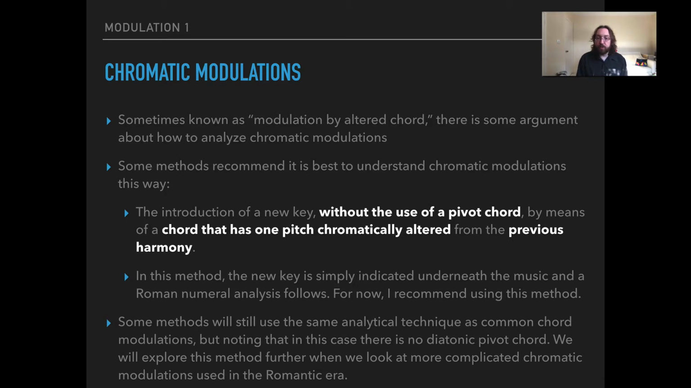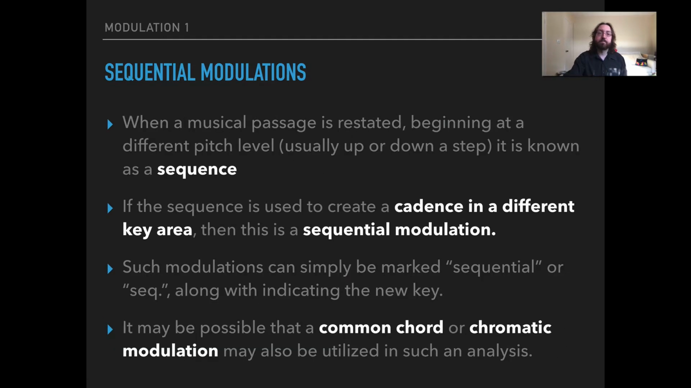Some methods will still use the same analytical technique as common chord modulations, but noting that in this case there is no diatonic pivot chord. We'll focus on exploring this method further when we get to more complicated chromatic modulations used in the Romantic era, but for now I recommend if you encounter a modulation where there's no pivot chord, just simply write the new key that you're in and indicate that it is a chromatic modulation. That's probably going to be the safest for now.